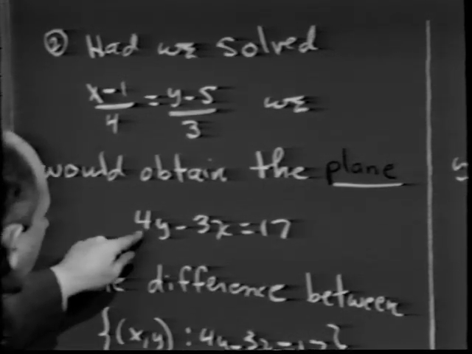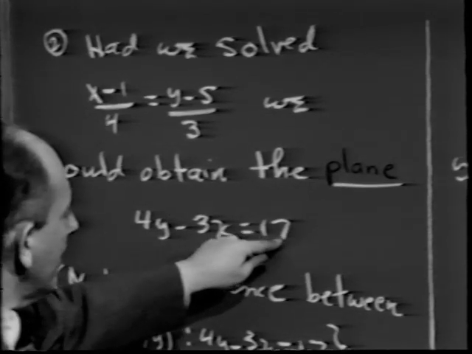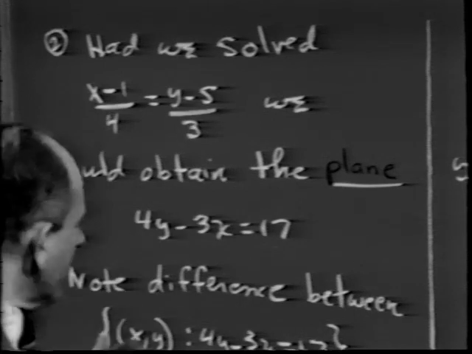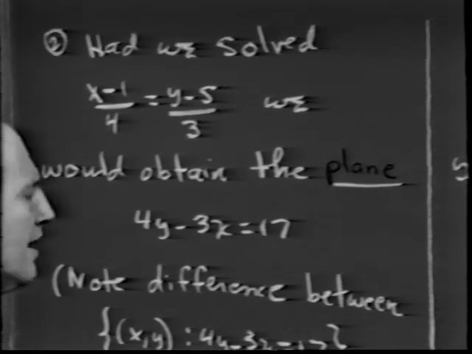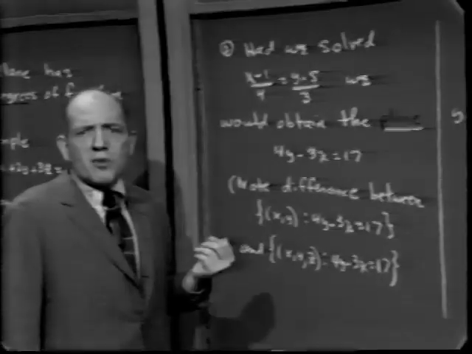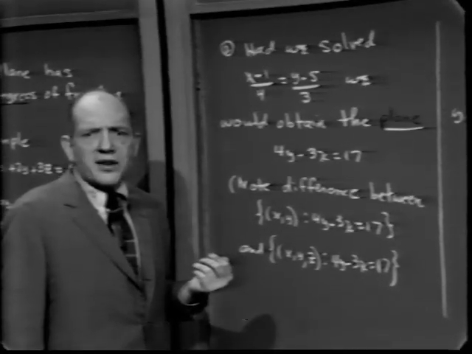It's the plane that goes through the line 4y - 3x = 17, which lies in the xy plane. It's the plane that goes through that line perpendicular to the xy plane. By the way, again, if you go back to part 1 of this course where we stress sets, the language of sets comes to our rescue very nicely.